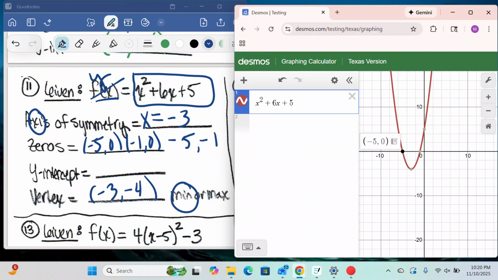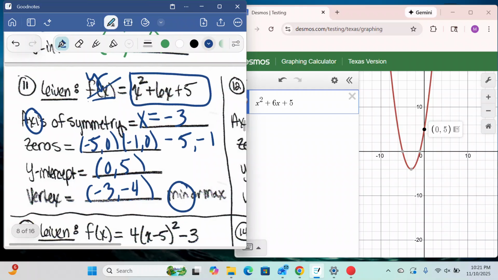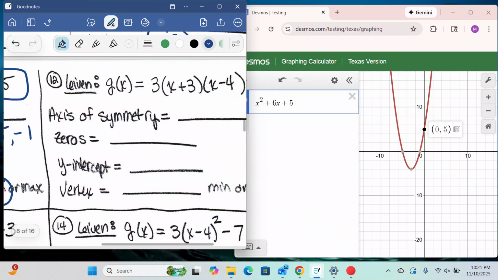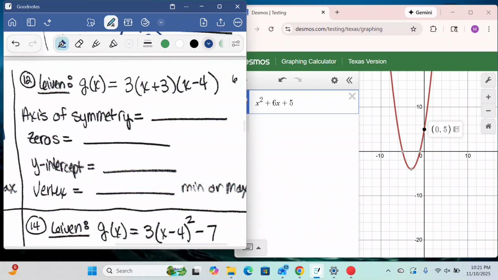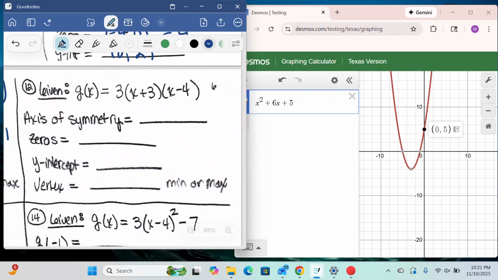If I want to find my y-intercept, all I have to do is hover where it crosses my y-axis. Going to take these away, and I'm going to click on that, and that is 0, 5. 0, 5 is where it crosses my y-axis. Once again, Desmos does all the work for us. If you want to try number 12, you can go ahead and try number 12. You can pause it if you want, and then after that, I'll go ahead and work it.